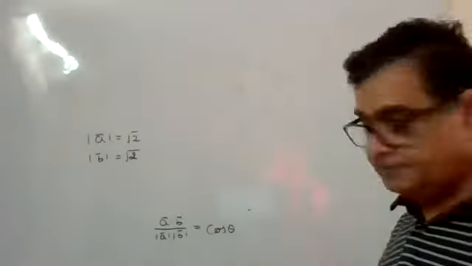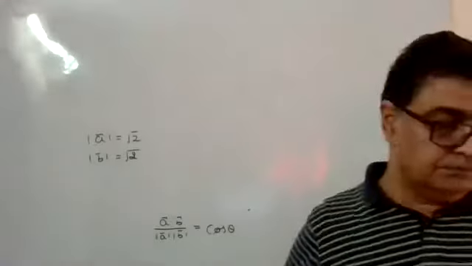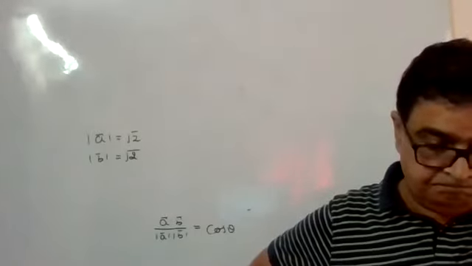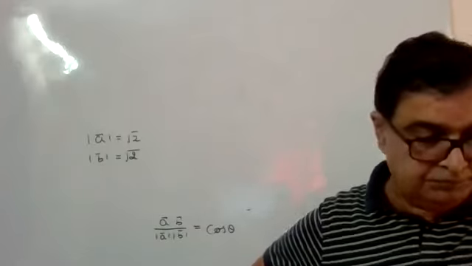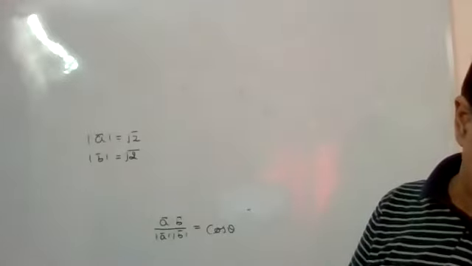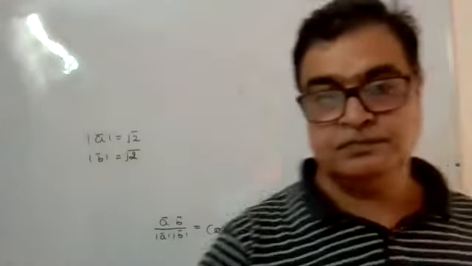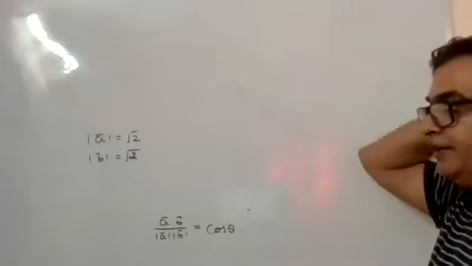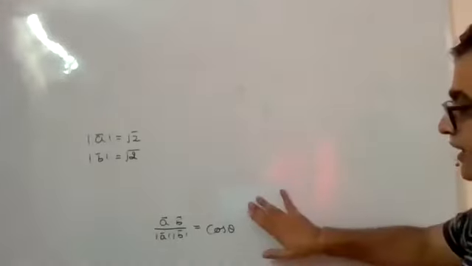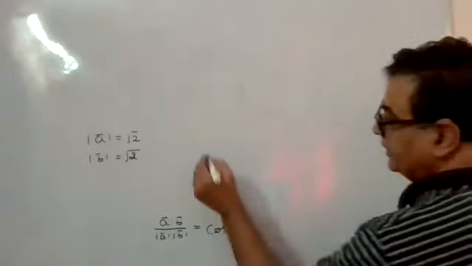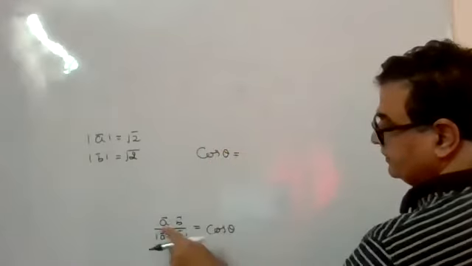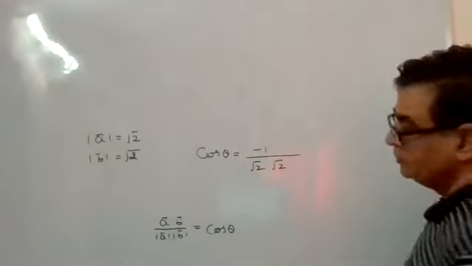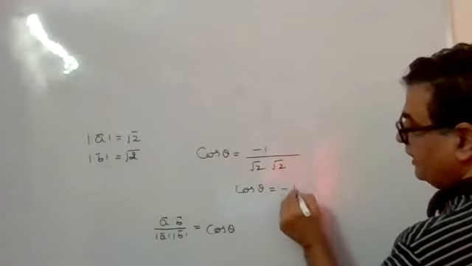Please do it. Magnitude of A vector is root 2, magnitude of B is again root 2, and their dot product is minus 1. I am asking what is theta here. So what formula? Cos theta is A dot B, given as minus 1 in the question, divided by root 2 and root 2. So that indicates cos theta is coming minus half.